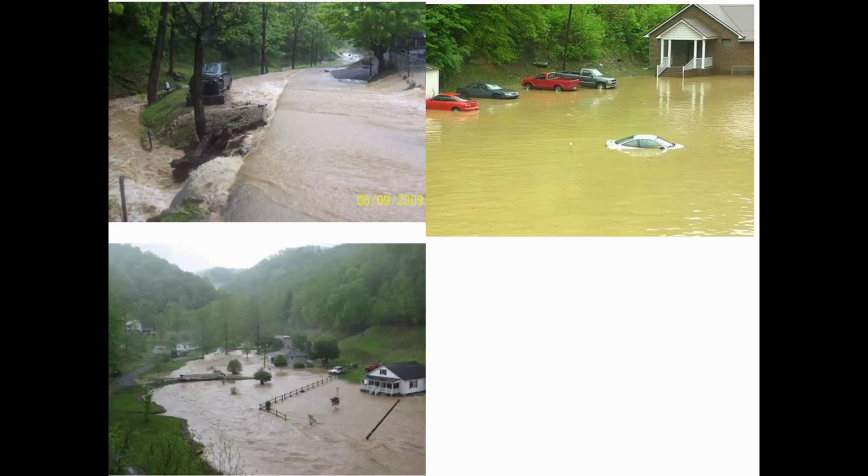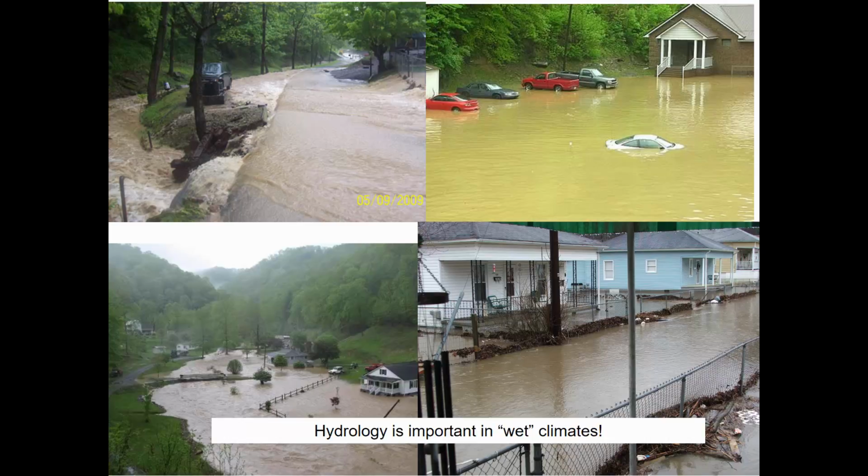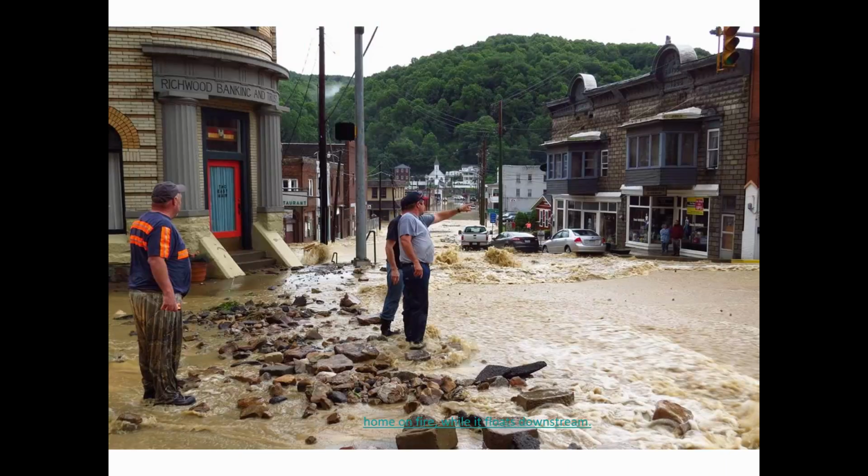Entire communities can become isolated and cut off from the rest of the state, and so food supplies, water distribution, electricity, all of the necessities that people need for an ordinary life get cut off. And it can take a long time to recover from that kind of an interruption. So obviously hydrology is important in climates that are considered wet, like in West Virginia. Here's a picture of downtown Richwood during last summer's storm.